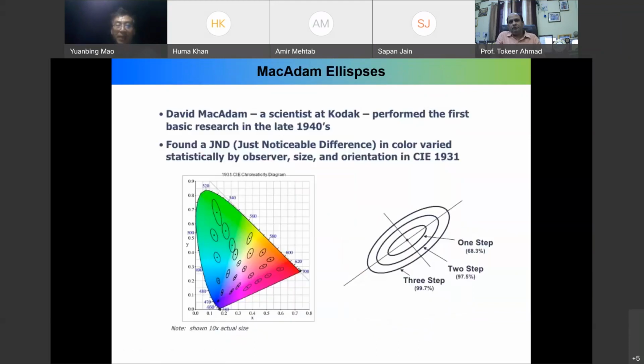And then there's another parameter people use, the MacAdam ellipses, which is similar to the CIE diagram. People use this ellipse to demonstrate the difference, depending on how big the size of the ellipse is.